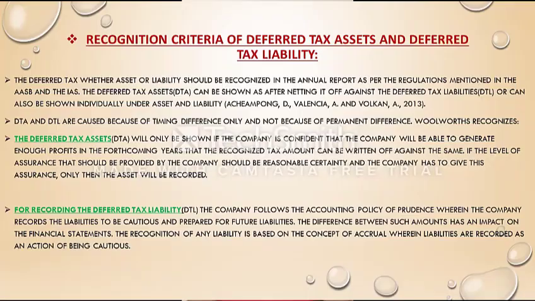So, recognition criteria of deferred tax assets and deferred tax liability. A deferred tax, whether asset or liability, should be recognized in the annual report as per the regulations mentioned in the AASB and the IAS. The deferred tax assets, that's the DTA, can be shown after offsetting them against the deferred tax liabilities, or can also be shown individually under asset and liability.